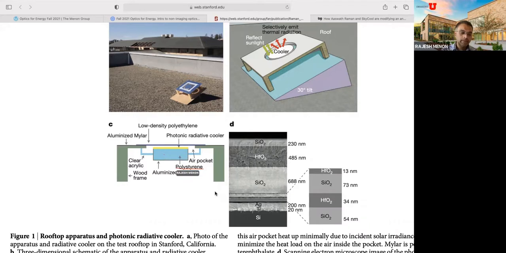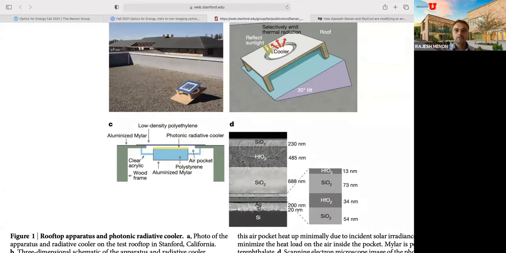They have an aluminized mylar at the bottom. They have it also on the top, just to reflect the light. You also want to reflect as much light as possible. And the yellow stuff is this photonic radiative cooler. They have a low density polyethylene plate at the top to prevent wind damage and things like that. But it is very transparent to all the wavelengths coming in and out. So that is just for protection.